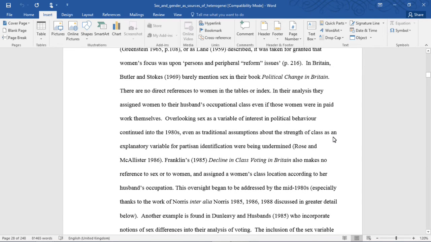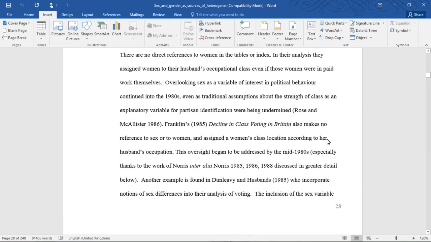In Britain, Butler and Stokes barely mentioned sex in their book Political Change in Britain. There are no direct references to women in the tables or indexes. In their analysis, they assigned women to their husband's occupational class, even if those women were in paid work themselves.